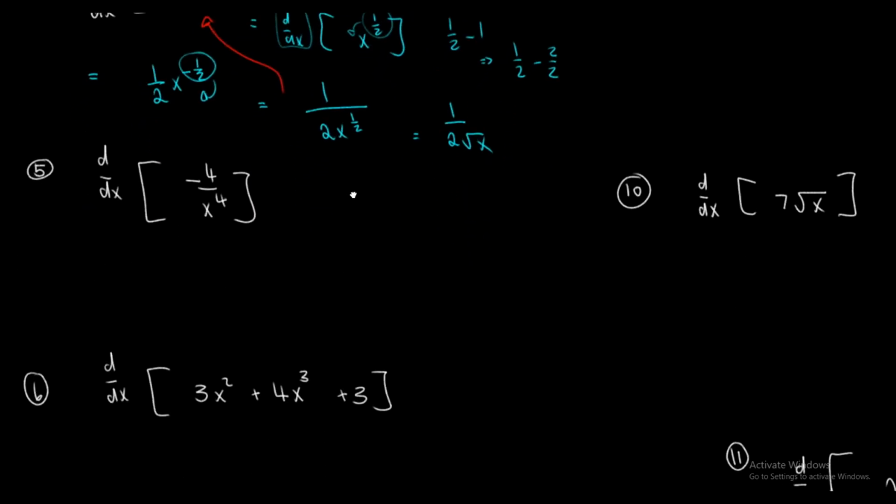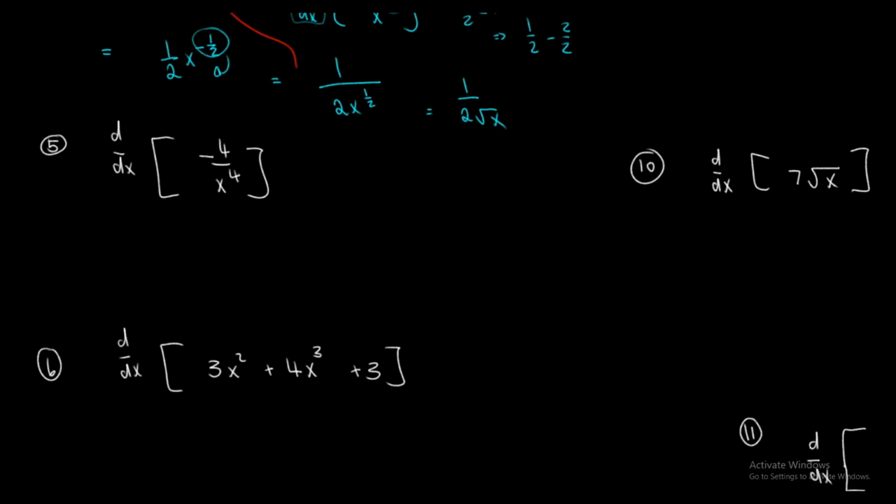Okay, what about the next one? Number 5. Well, number 5, I'm going to rewrite as 4 times x to the power of negative 4. And in this case, we can now say, I want to differentiate it in this form. So usually this step would be skipped in most situations, but again, I'm just doing this for the video.